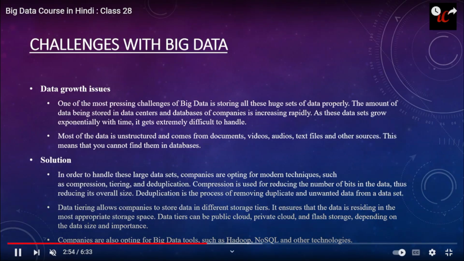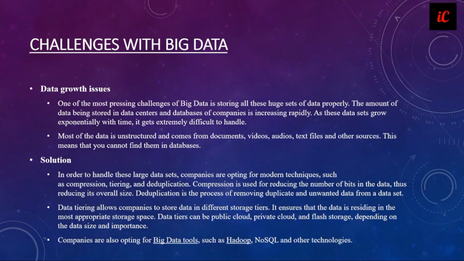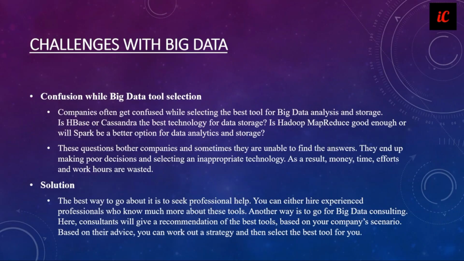Data tiering allows companies to store data in different storage tiers. It ensures that the data resides in the most appropriate storage space. Private data should be very clear, and only then will the company understand the current working criteria. We should be very clear about what we are working on, because inappropriate technology will not give the solution. So what is the solution?